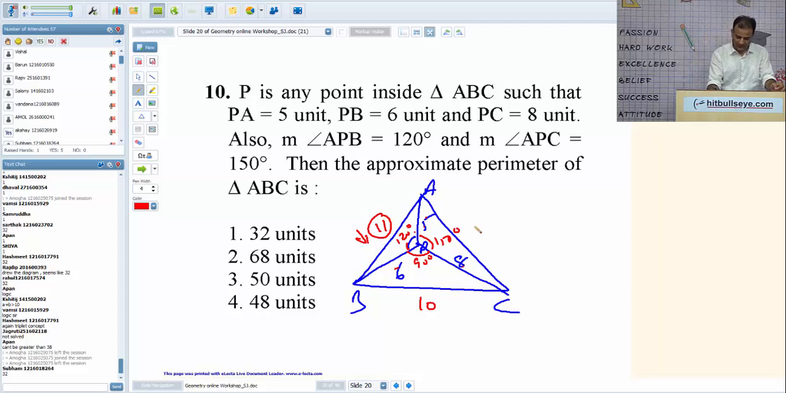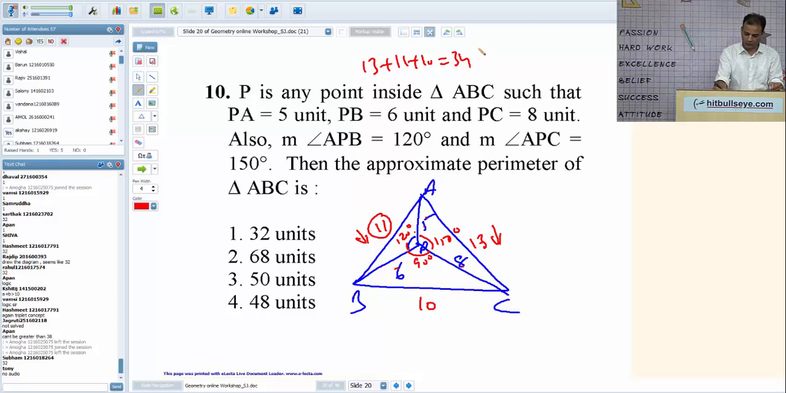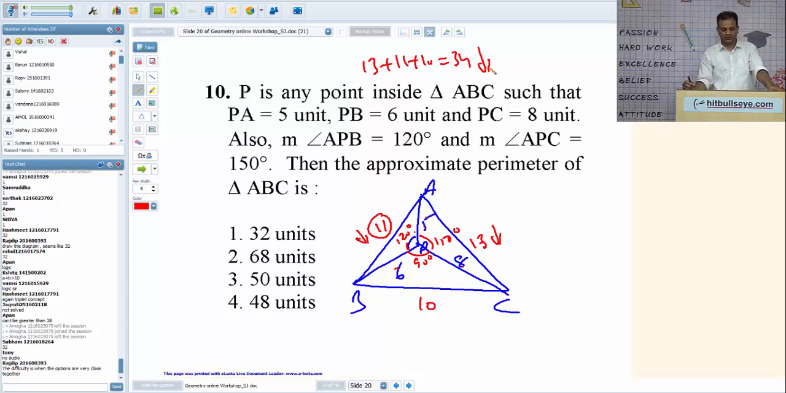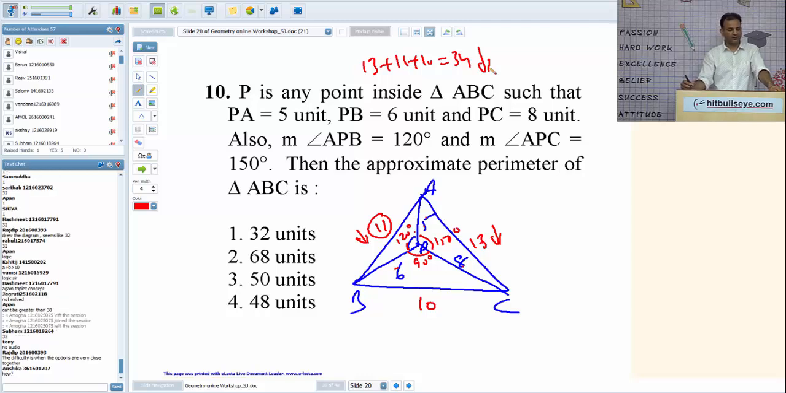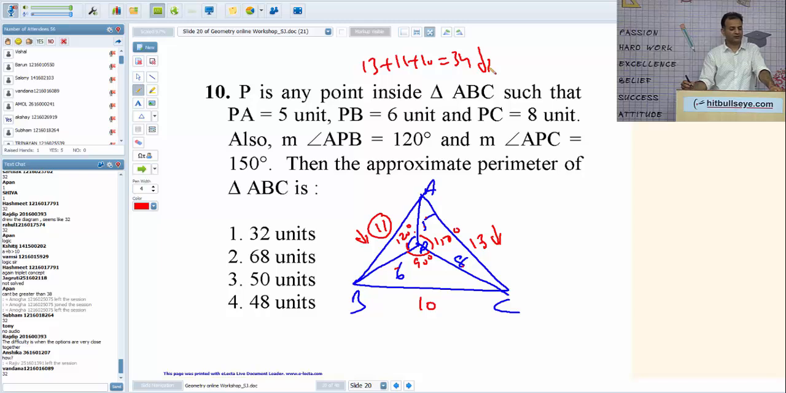8 plus 5 is 13. That means AC should be less than 13. So if I add 13 plus 11 plus 10, it will be 34. So our answer should be less than 34. Yes, Rajdev, the difficulty is when the options are very close together. Then we have to apply the cosine formula.